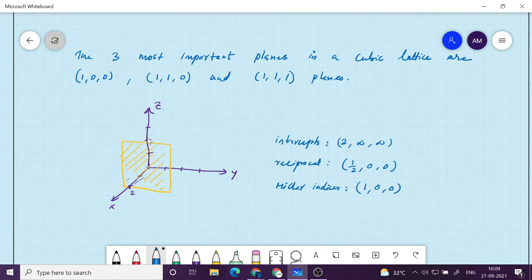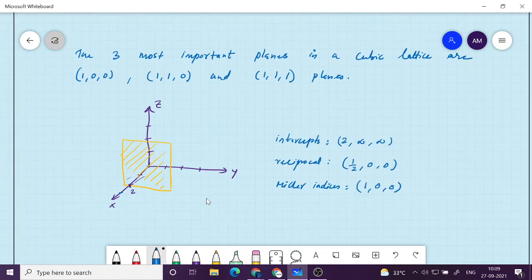So if it is cutting at 3 also, you will get 1, 0, 0. If it is cutting at 1 also, you will get 1, 0, 0. So it's like a group of planes, 1, 0, 0 means a group of planes which are parallel to the YZ axis. So this is one of the important planes, and if I construct the cube, it is basically one of the faces of the cube.